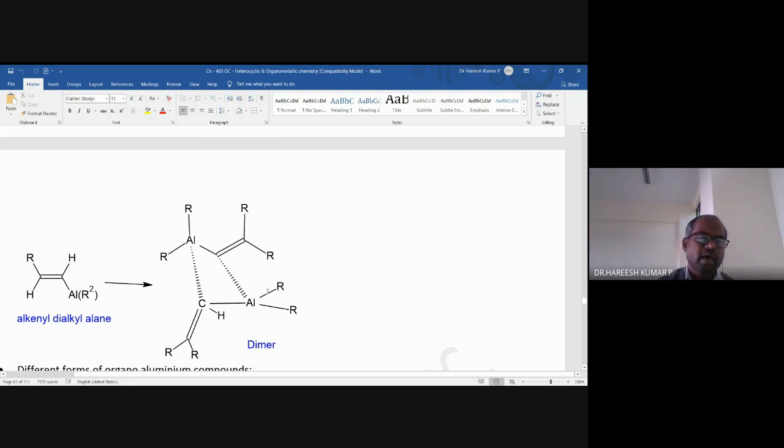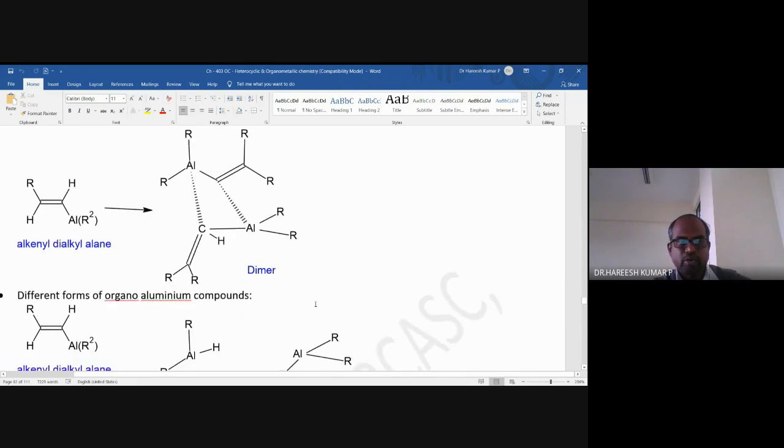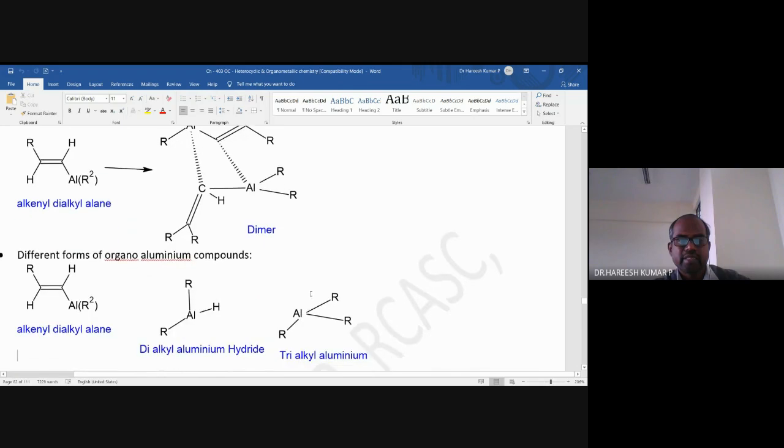If asked to write the structure of alkynyl dialkyl alane, you should be able to write this particular one. With this, I will take the examples. What are the different types of organoaluminum compounds available? Next I will go over them. Look here, there are three different types.